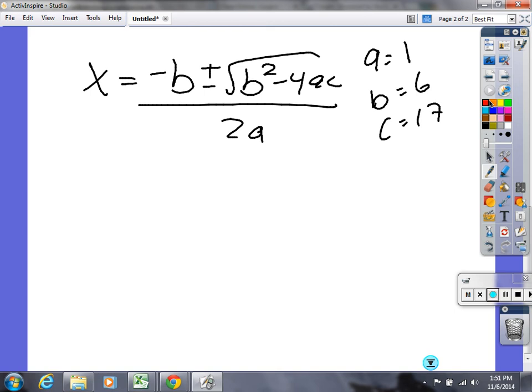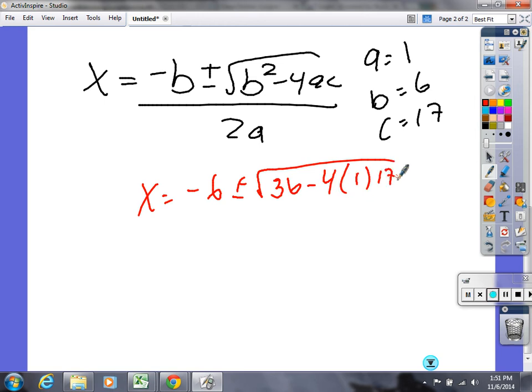Not hard. Okay, now it's a plug and chug. I have x equals negative, what's my b? 6 plus or minus the square root of 36, thank you, because that's b squared, right? B squared would be 36 minus 4 times 1 times 17, all over 2 times 1, which is 2, right? Does everybody see where I'm at here?